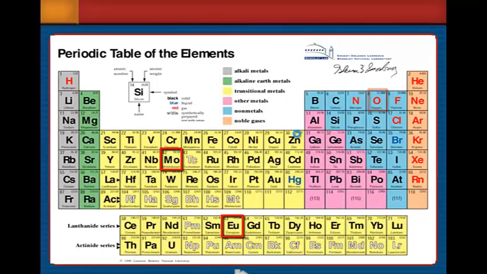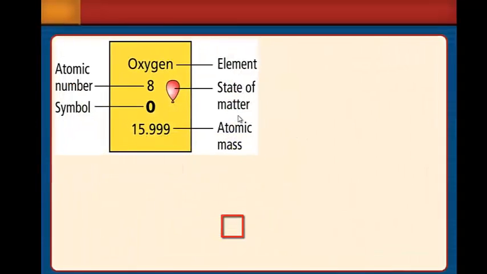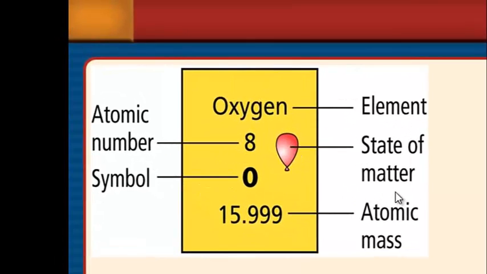So let's focus on one of these boxes. This box contains the element name, the atomic number, the symbol, and the atomic mass of each element. For example, here, oxygen is the element name, O is the chemical symbol, and the elements can be written in shorthand using one or two or three letters. The first letter is always capitalized and the remaining letters are lowercase.